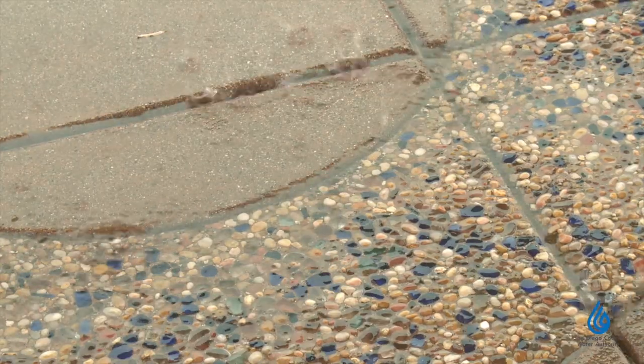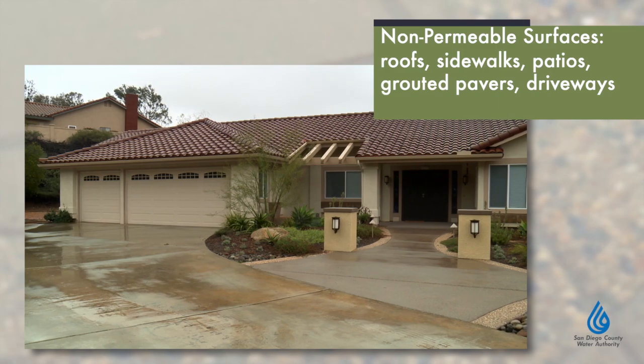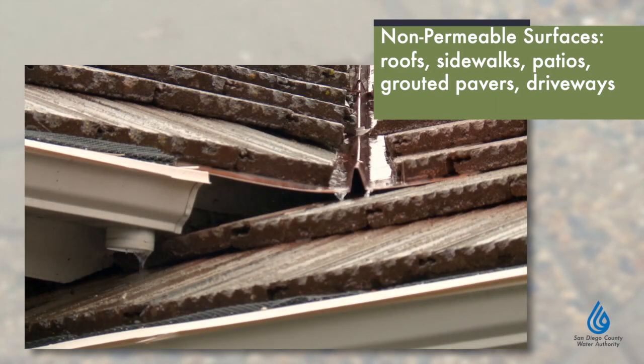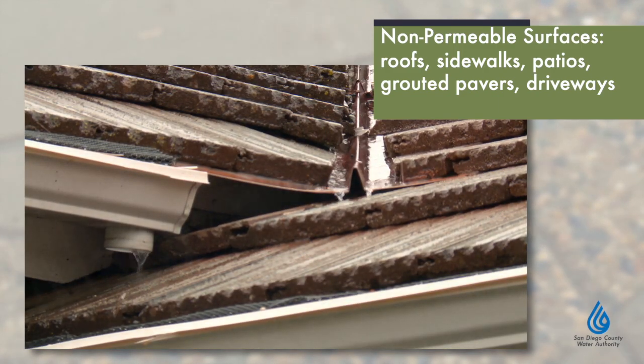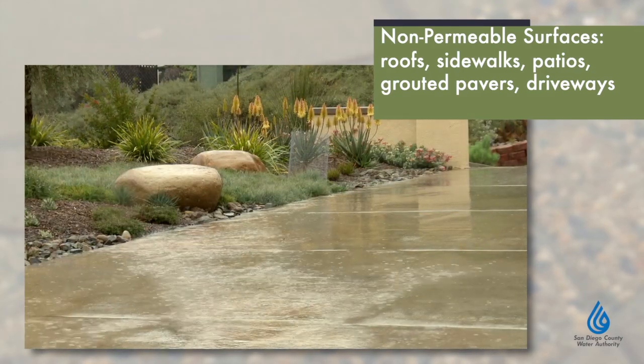To clean and use our rainwater, we first need to figure out how much we can capture. Let's start by locating areas on your property where you can easily collect the rain. In our landscapes, we have non-permeable surfaces where pretty much all of the rainwater runs off. These are typically roofs, sidewalks, patios, grouted pavers, and driveways.